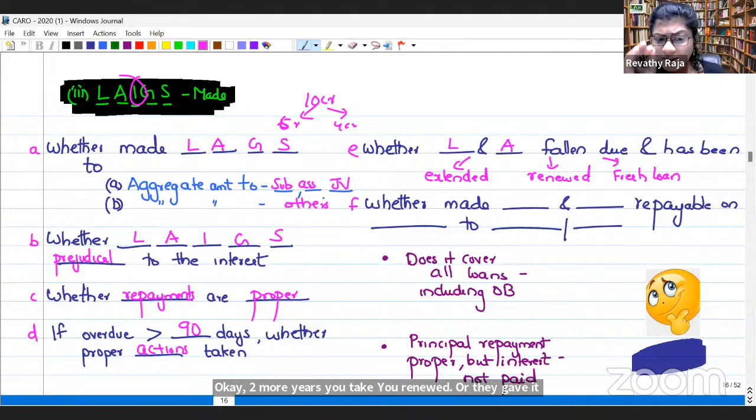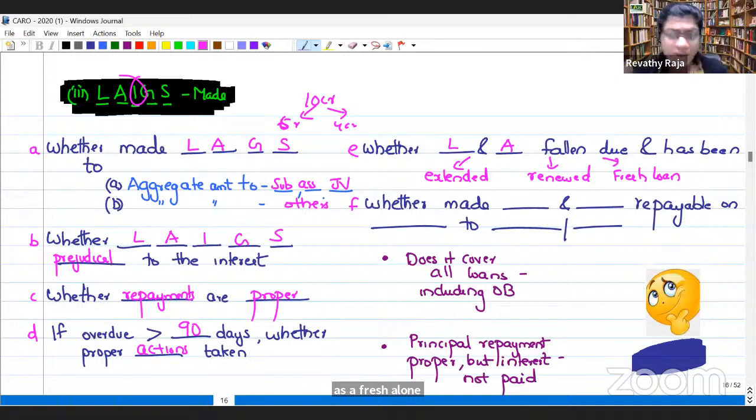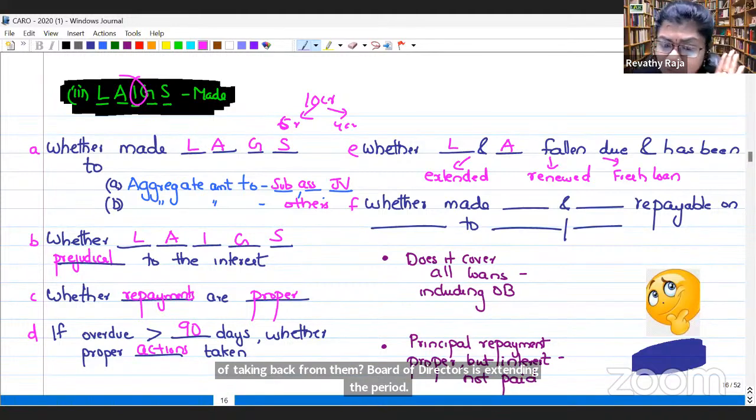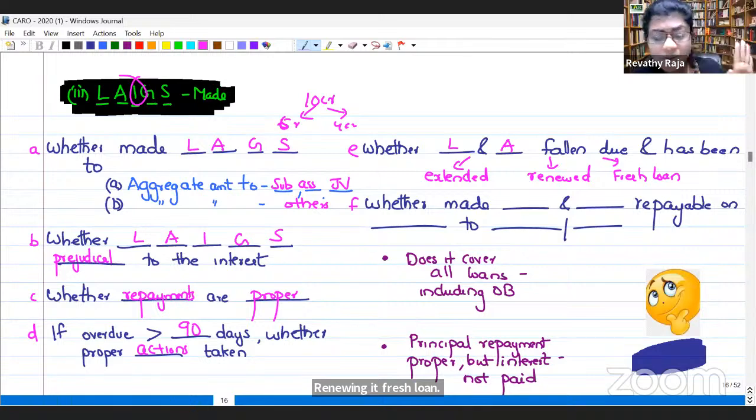Can you tell me whether there are chances of fraud here? Instead of taking back from them, the Board of Directors is extending the period, renewing it, giving a fresh loan. Chances of fraud are there. See, the auditor is not qualifying. The auditor is reporting. Shareholders, let them question the management. We are just intermediary.